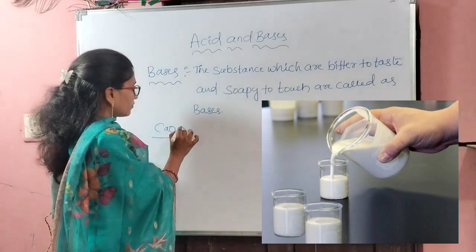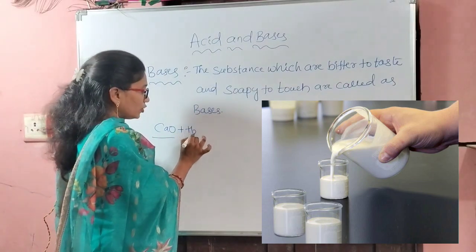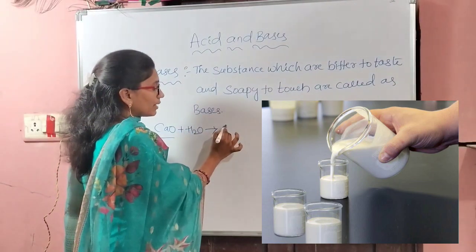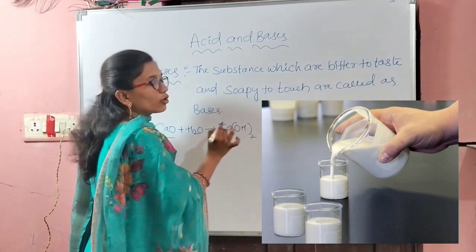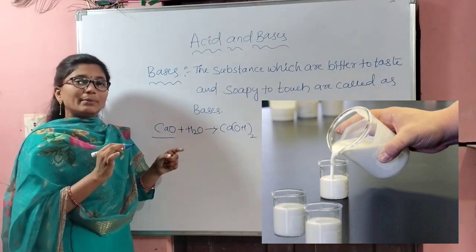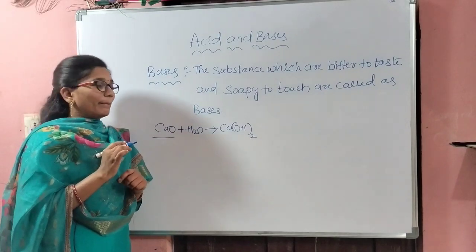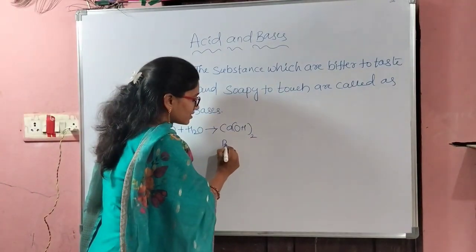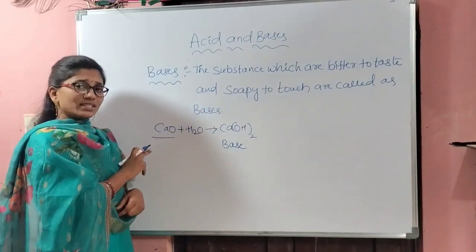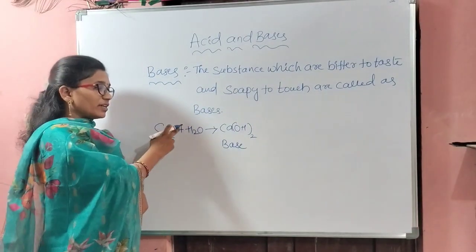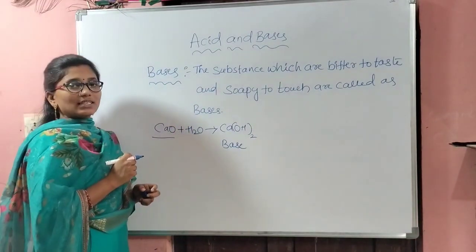Then what will happen if calcium oxide is added to water? It will become calcium hydroxide. This calcium hydroxide will be basic in nature. Here the calcium hydroxide is a base. Calcium oxide itself is also a base, but when it is added to water, it will become calcium hydroxide.